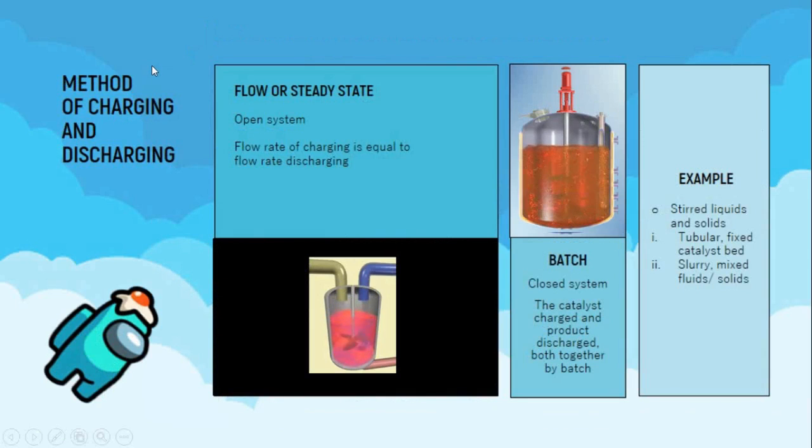The second basis is method of charging and discharging. There are flow or steady state, which is an open system, means that it can charge and discharge during the reaction. And there are also a batch, which is a closed system, means that it can only enter once, and then we have to wait until the reaction is done. And here is the example of the reactors.